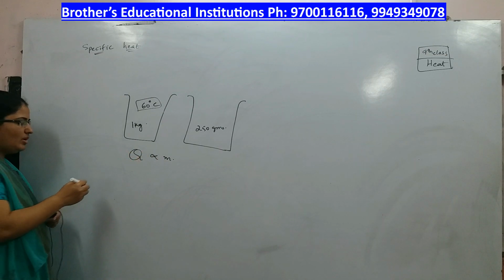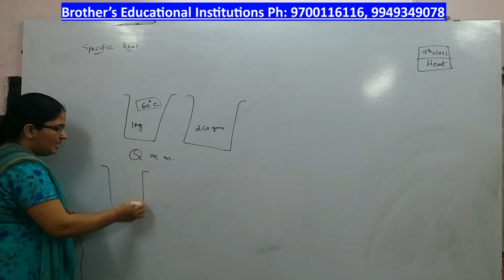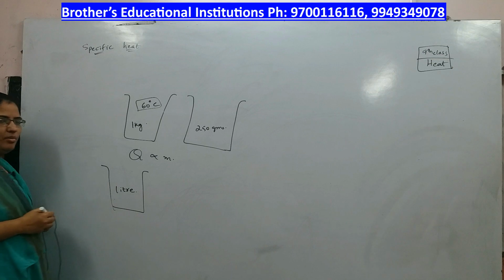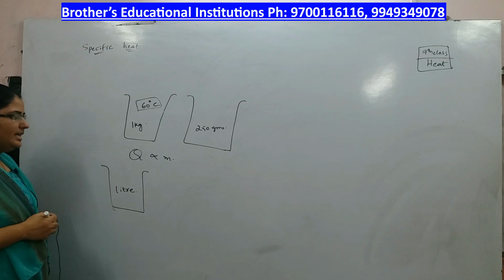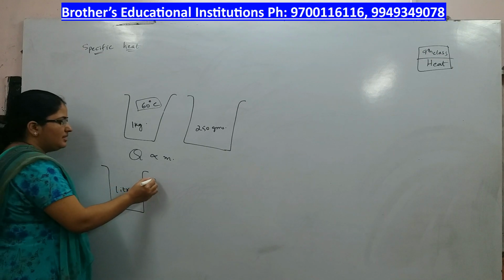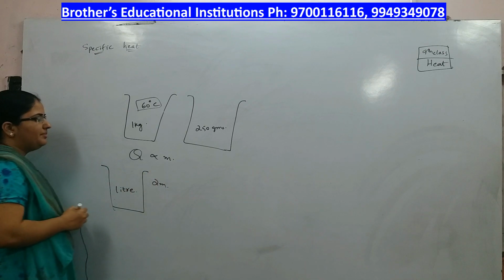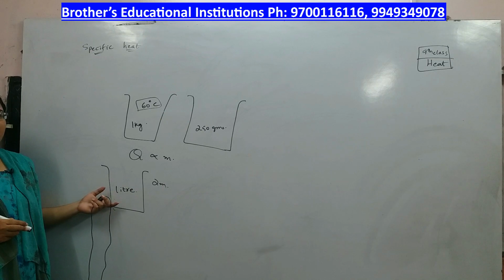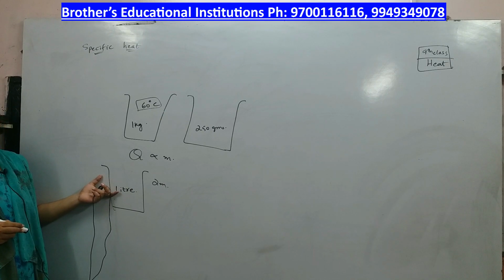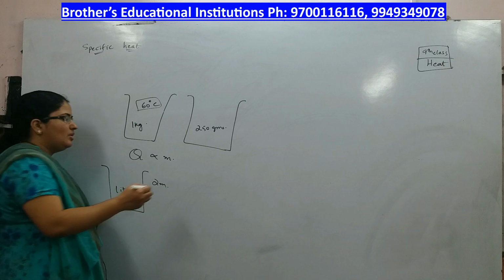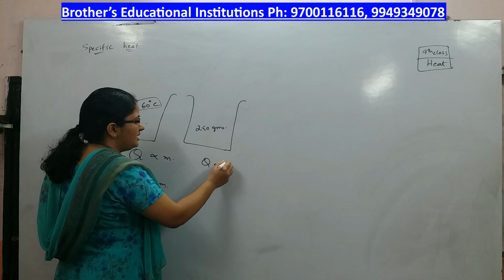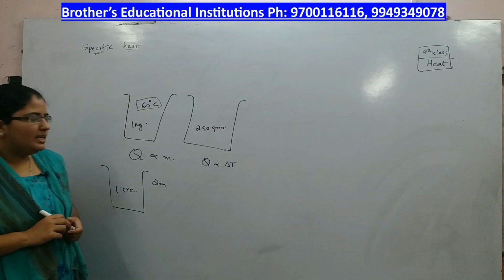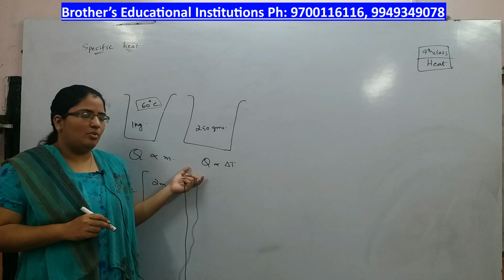In the next case, you take 1 liter of water and heat it. For every 2 minutes, note down the rise in temperature. You will notice that the more the time of heating, the more will be the rise in temperature. That is, Q is directly proportional to change in temperature. If the change in temperature has to be more, then the heat energy supplied has to be more.